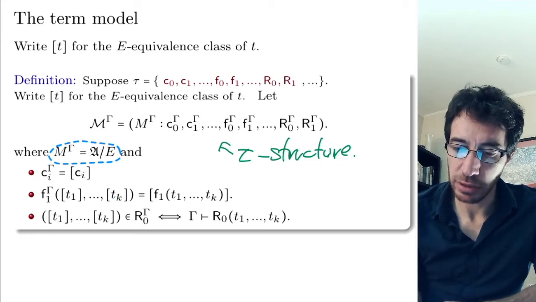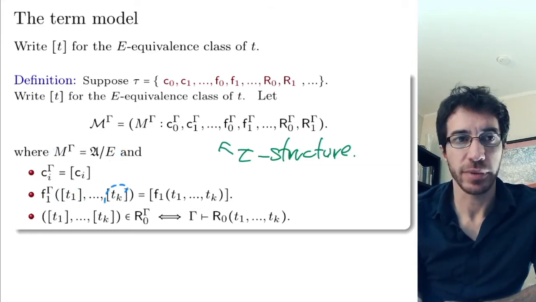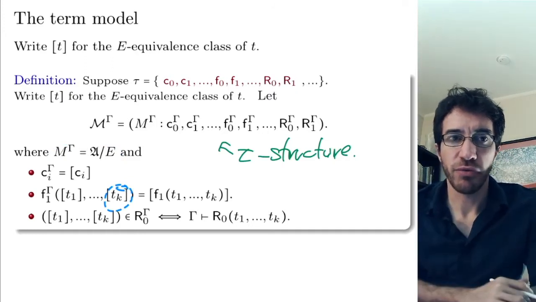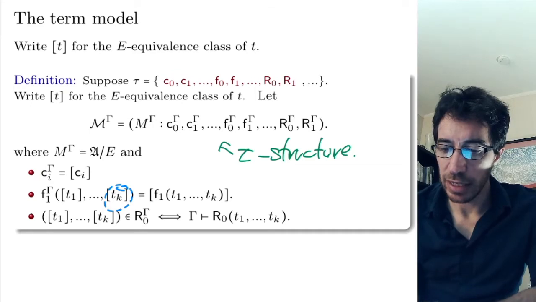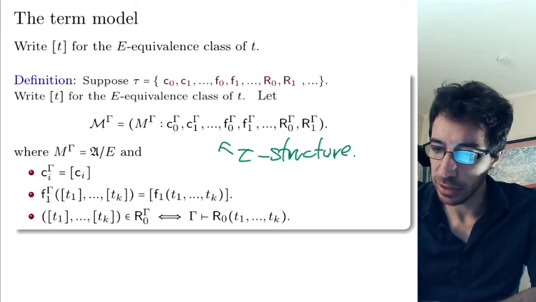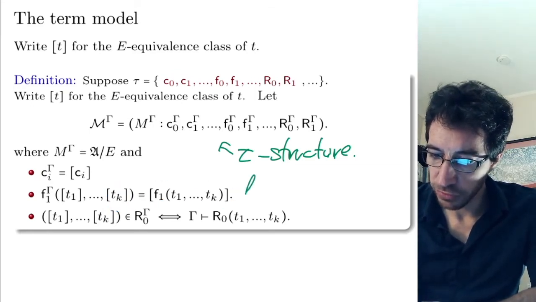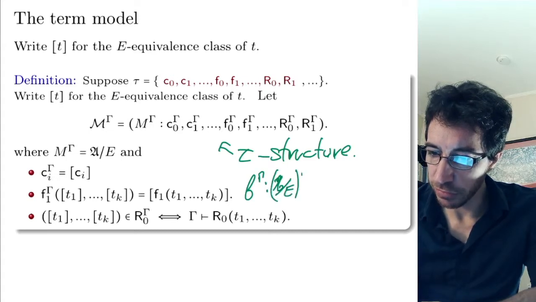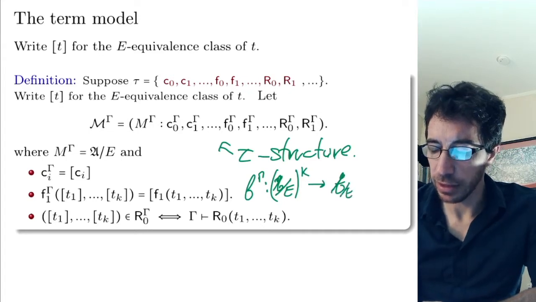So that's what I wrote up here: equivalence class of a term, equivalence class of a term. So you have k equivalence classes of terms that you input to this function, and you're supposed to get an equivalence class of a term, right? So let me write that down. F gamma is a function that goes from the set of k-tuples of equivalence classes to a single equivalence class.